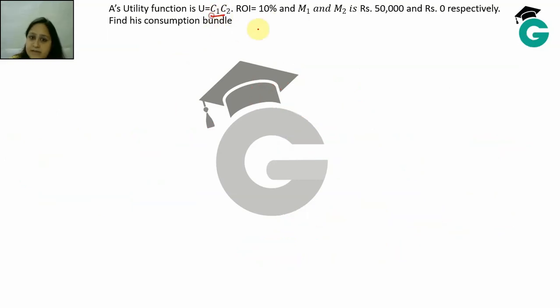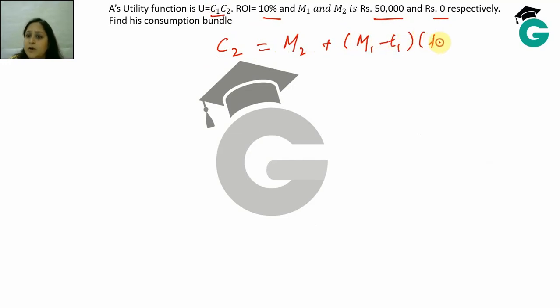A's utility function is C1, C2. Rate of interest 10% है. 50,000, 0 है. Consumption bundle निकालना है. बहुत simple है. What is my consumption bundle going to be? Rate of interest is 10%. So can I say C2 is equal to M2 plus M1 minus C1 into 1 plus R.